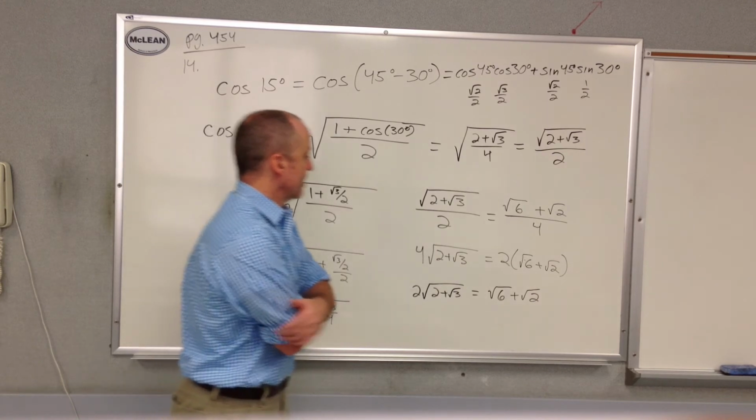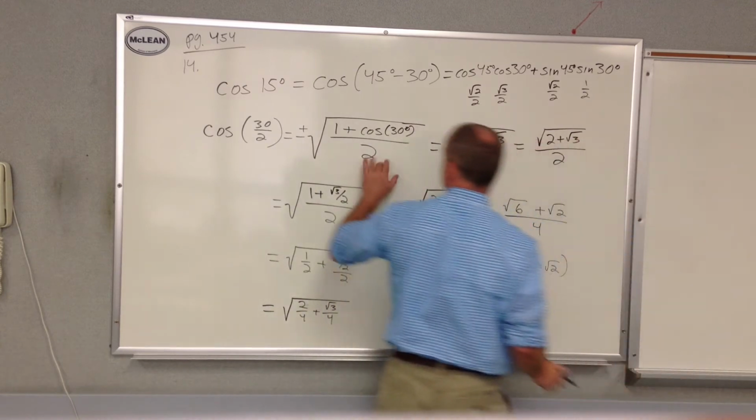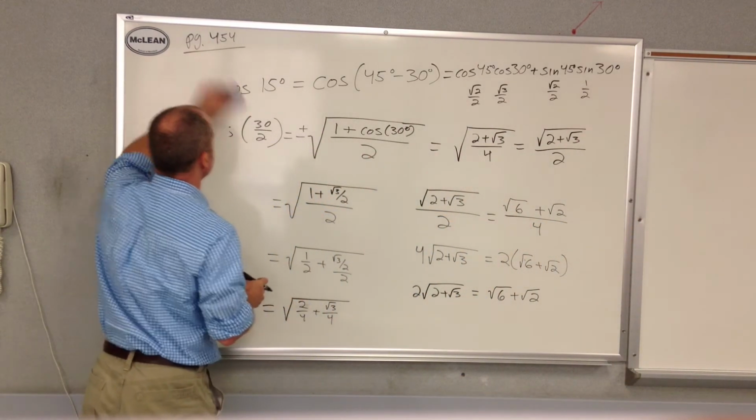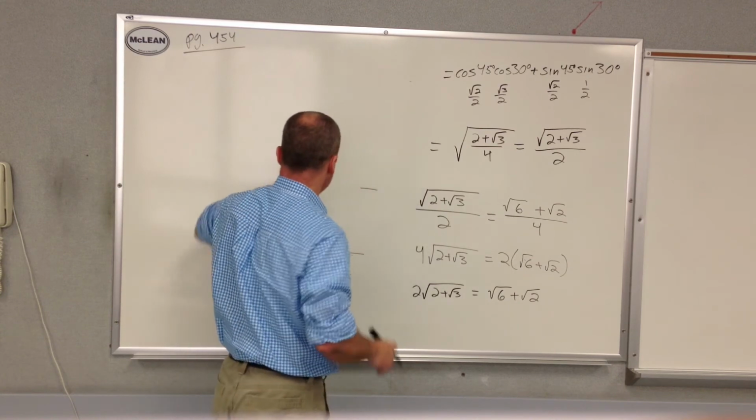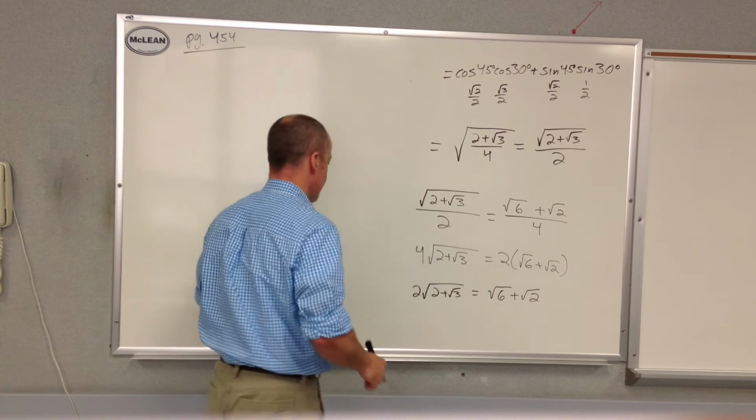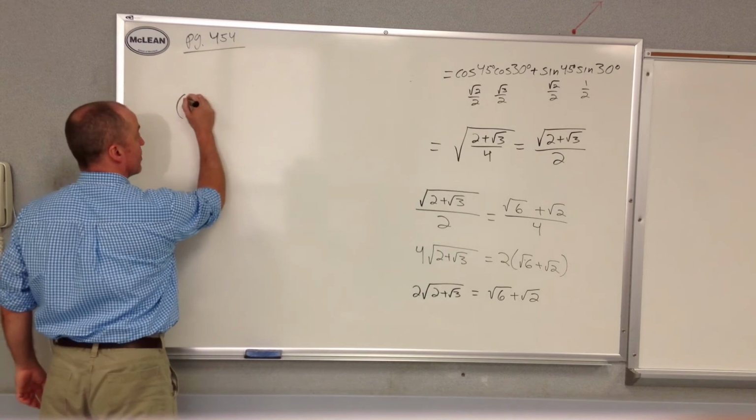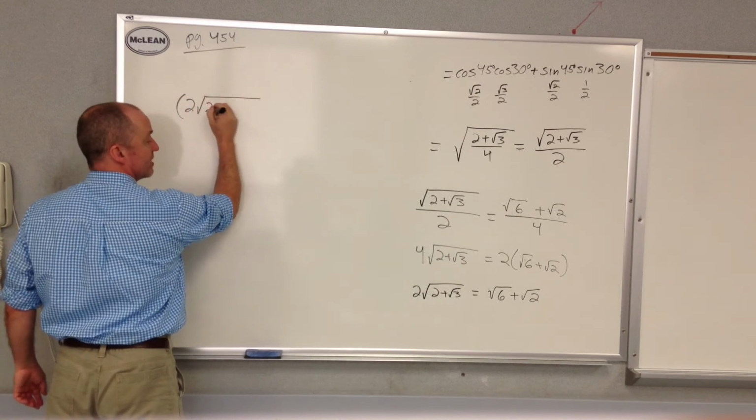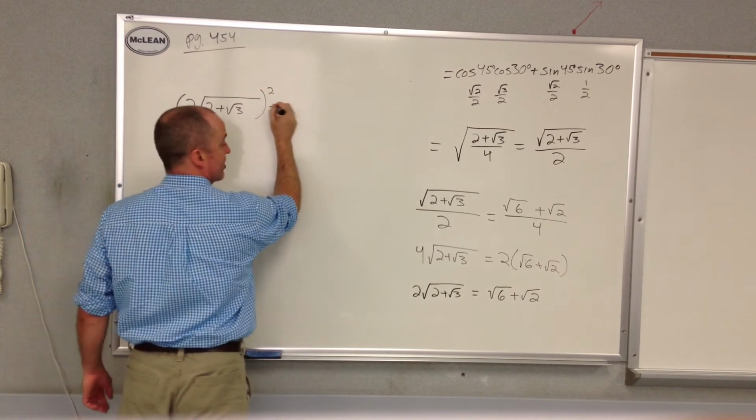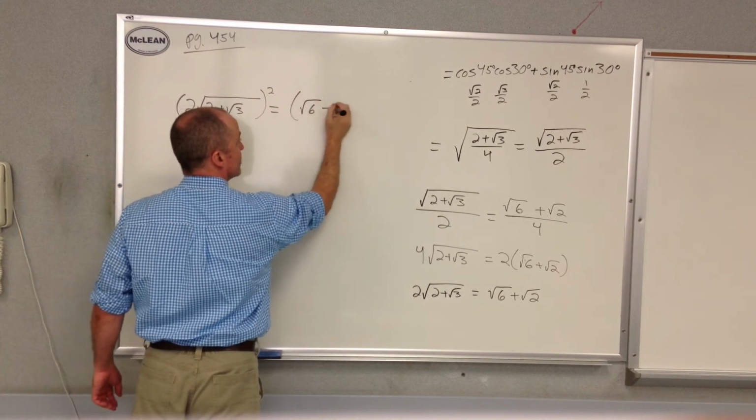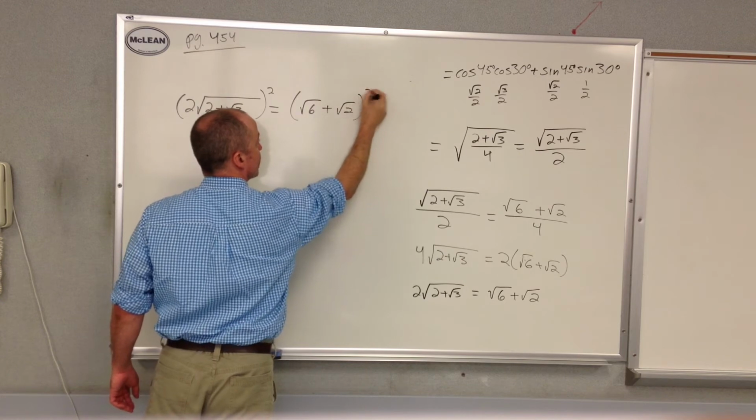Okay. I'm going to go ahead and erase this part. Stay on this board today. I'm going to square both sides of this equation. I'm going to square 2 times 2 plus root 3, all under that radical. And I'm going to square root 6 plus root 2.